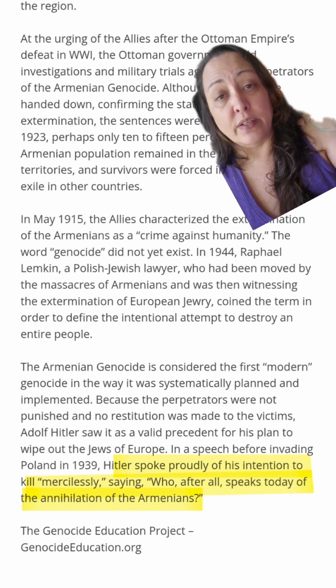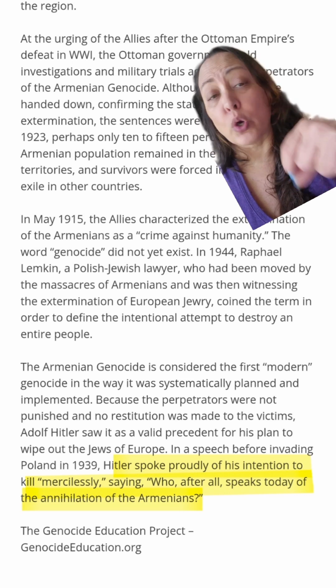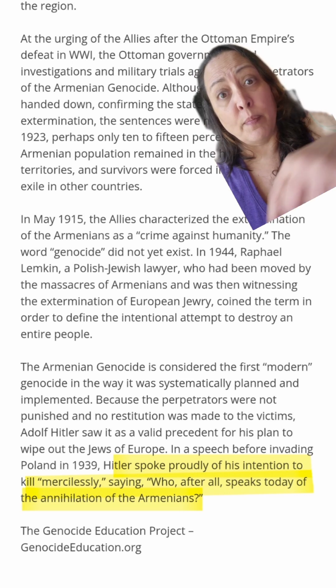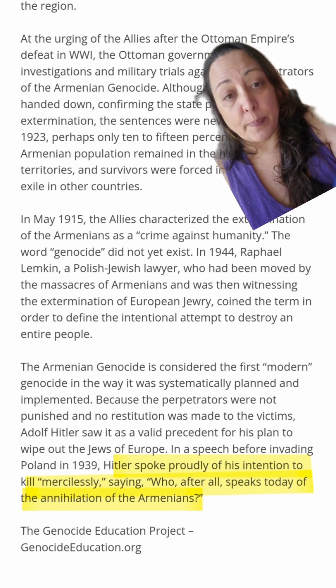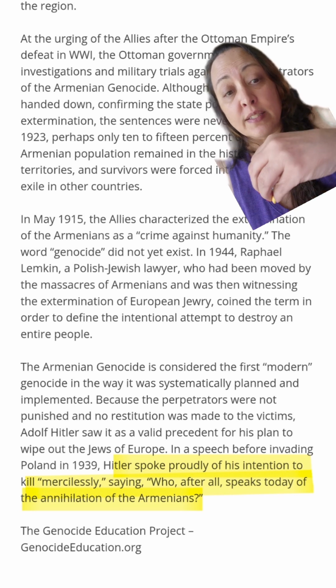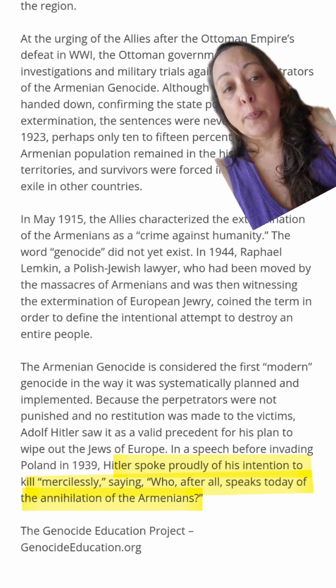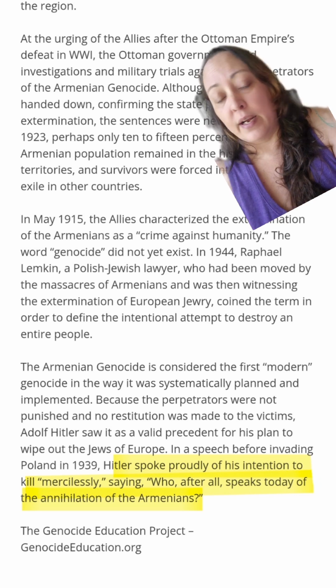And when I think back to my education, we know history always repeats itself, and I barely learned anything at all about World War II when I was in school, and nothing at all about World War I. But this final paragraph here altogether is important: the Armenian genocide is considered the first modern genocide in the way it was systematically planned and implemented, because the perpetrators were not punished and no restitution was made to the victims. Adolf Hitler saw it as a valid precedent for his plan to wipe out the Jews of Europe. In a speech before invading Poland in 1939, and I already gave the quote.